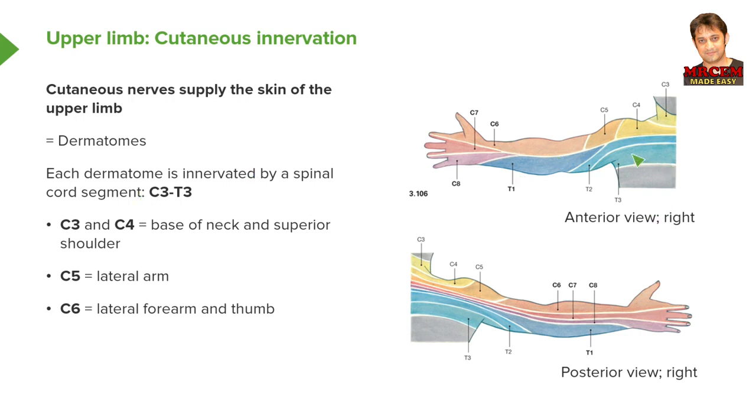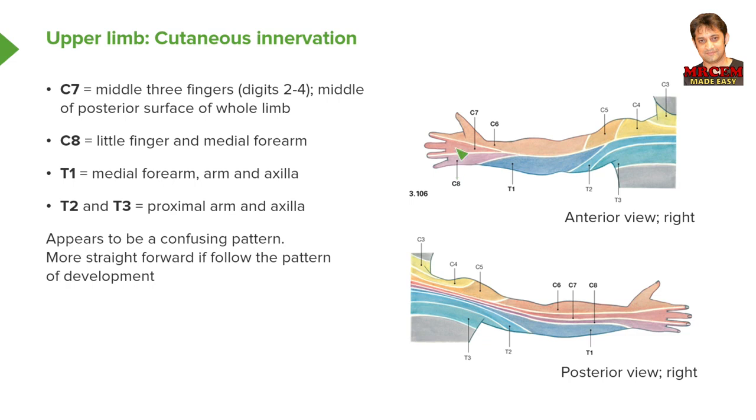See, we've got C3 all the way down to T3 here in the axilla. And here we can see C3 and C4 is the base of the neck and the superior aspect of the shoulder. Here we can see we've got C5, which is the lateral part of the arm. We can see we've got C6, which is the lateral forearm and the thumb. We can see this on both the anterior aspect and on the posterior aspect as well. If we look to C7, that is the middle 3 fingers, so digits 2, 3, part of 4. And also we can follow it back all the way along this posterior aspect of the upper limb as well. We can then see C8, little finger, and medial forearm. We can see it running up here. T1, we can see its location, T2 and T3.